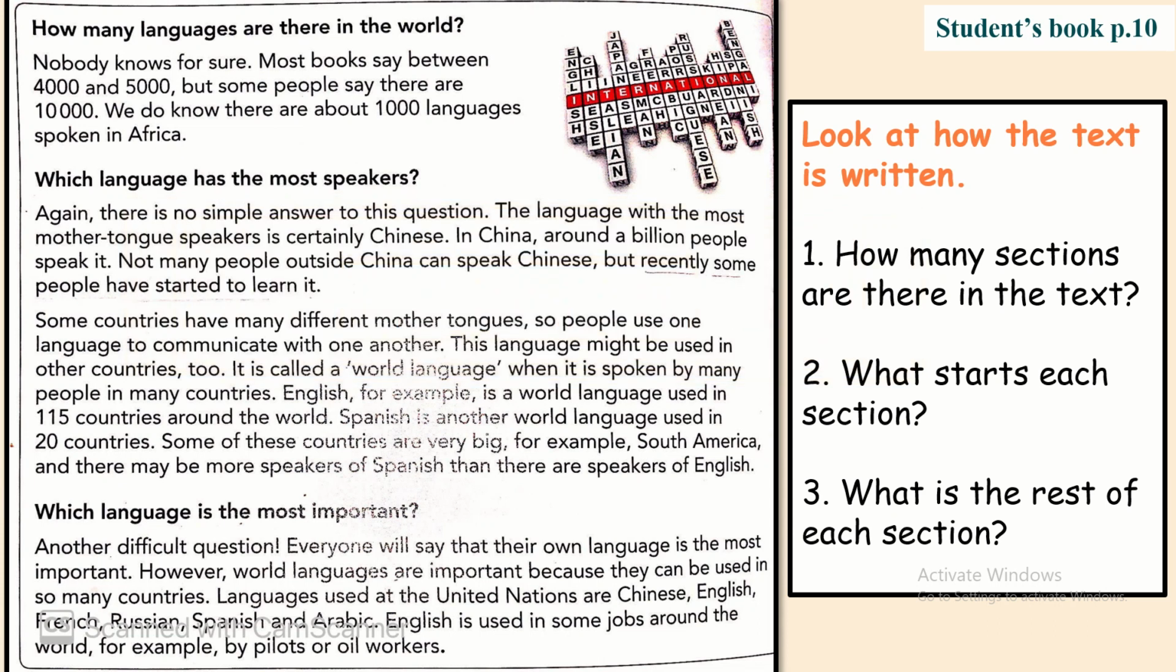Now, take a minute to read the questions and then answer them. How many sections are there in the text? Well, there are 3 sections in the text. What starts each section? Each section starts with a question. What is the rest of each section? The rest of each section answers the question.